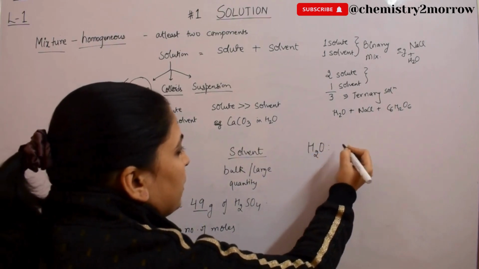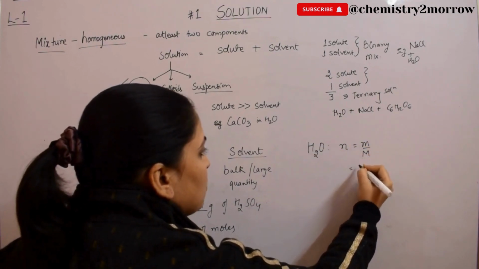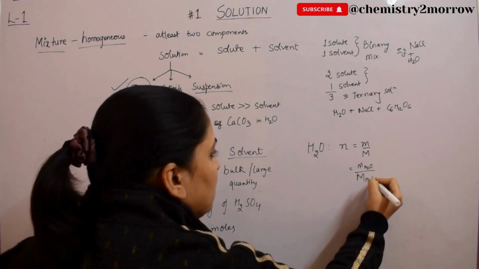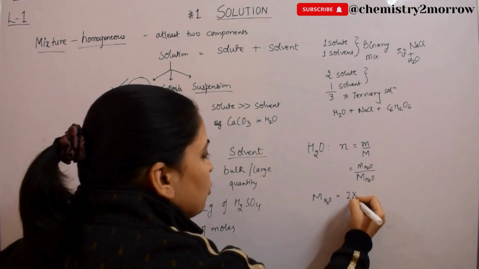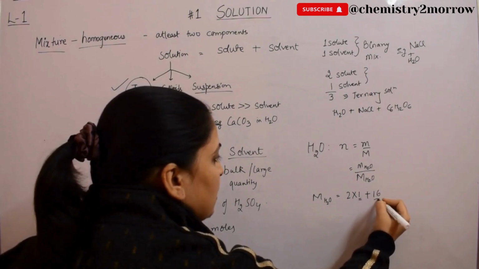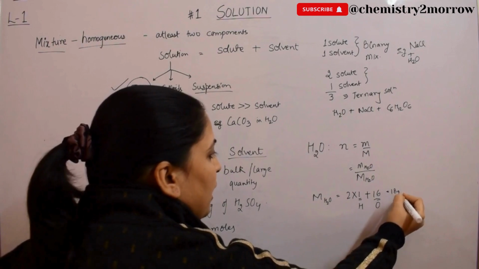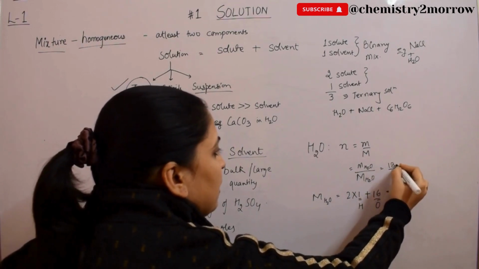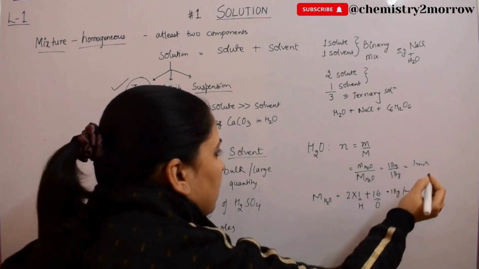So in case of water, since we know number of moles is always mass upon molar mass, so mass of water upon molar mass of water. And what is the molar mass of water? It has 2 hydrogens. Each hydrogen is 1 and oxygen is 16. So this is from hydrogen, this is from oxygen. Total of 18 grams per mole. So given mass is 18 and molar mass is also 18. So this is 1 mole.